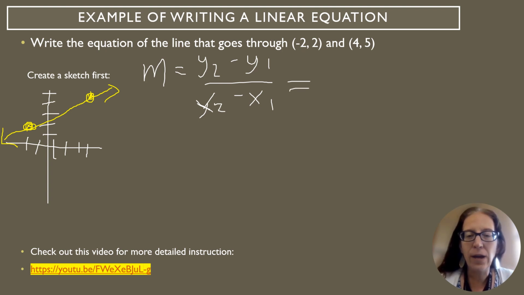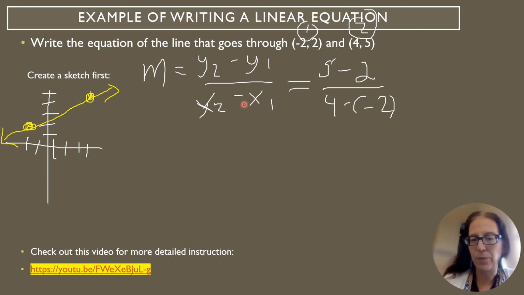And I'm going to call this point 1. I'm putting a little 1 there, and we'll make this point 2, but you could do it differently. So y2 would be 5 minus y1, which is 2, over x2, which is 4, minus x1, which is negative 2. Now we're going to stop for a hot second right there. There is a minus sign in the formula. Okay, everybody observe, minus sign in the formula.